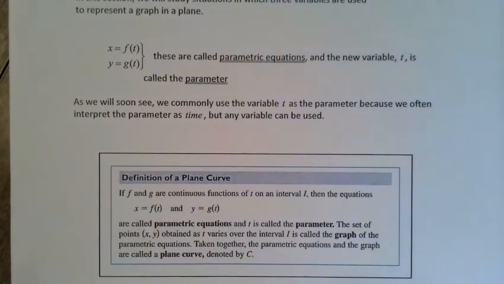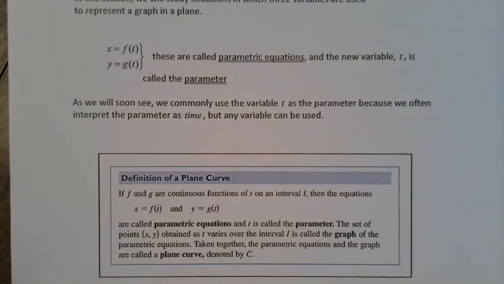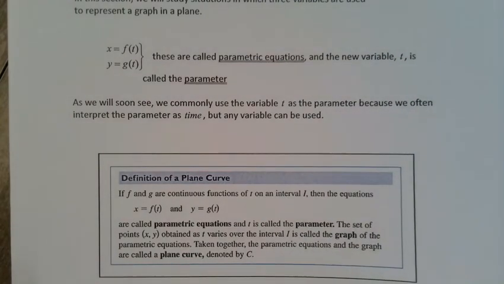All right, what we have here is just a quick little mathy definition of a plane curve, but essentially, again, it's just saying that if x and y are functions of t, together they form parametric equations, with t again being called the parameter. And we can graph these as some type of curve in the xy plane, denoted by c. Just a very mathematical definition of what we already said.